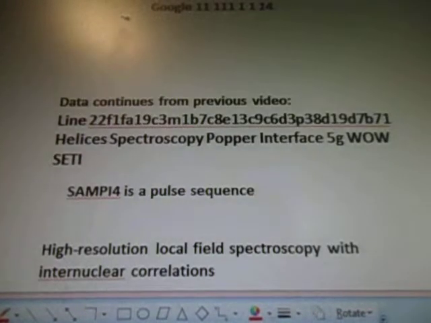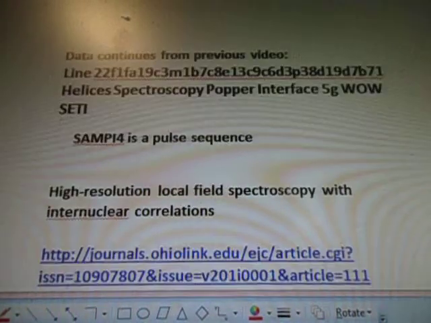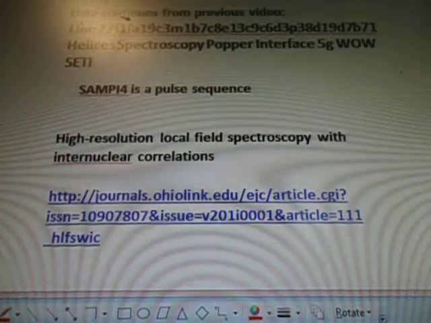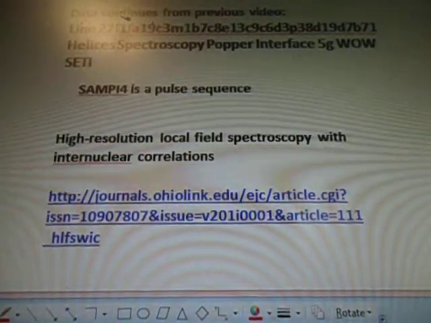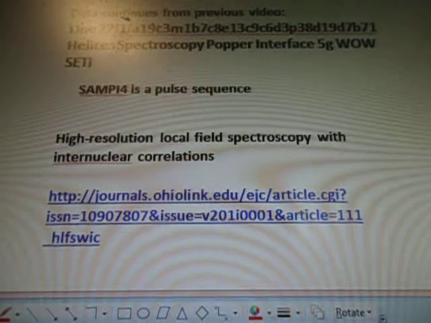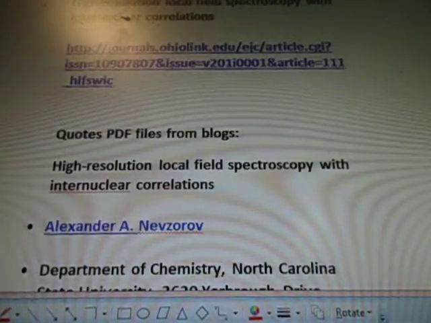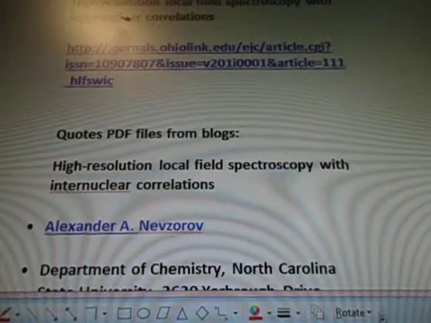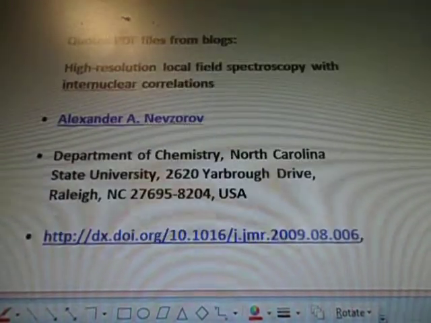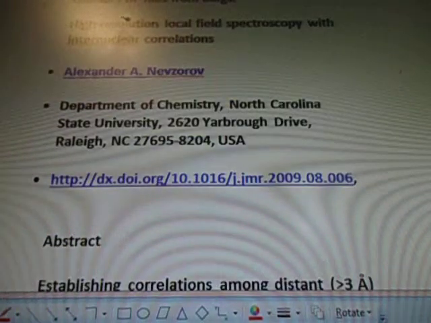The previous video was Helices spectroscopy proper interface. SAMP14 is a pulse sequence. High resolution local field spectroscopy with internuclear correlations. Journals ohiolink.edu. Quotes PDF files from blogs. High resolution local field spectroscopy with internuclear correlations. There's the name of the scientist, and this is from Raleigh, North Carolina.